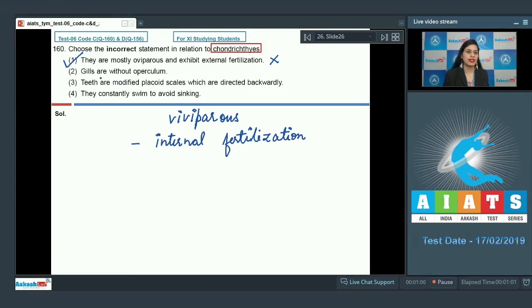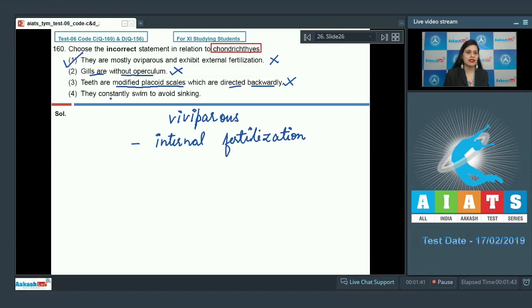The next statement given is, in cartilaginous fishes, gills are without operculum, as it is a correct statement, so this cannot be a correct answer to our question. Because gills are without operculum in cartilaginous fishes, but gills are with operculum in bony fishes. The next statement is teeth are modified placoid scales which are directed backwardly, and as it is also a correct statement, so this cannot be a correct answer to our question. Placoid scales are found in Chondrichthyes, whereas cycloid, ctenoid and ganoid scales are present in bony fishes.